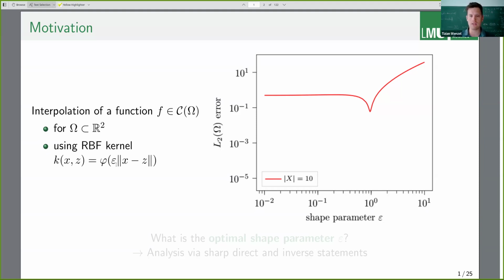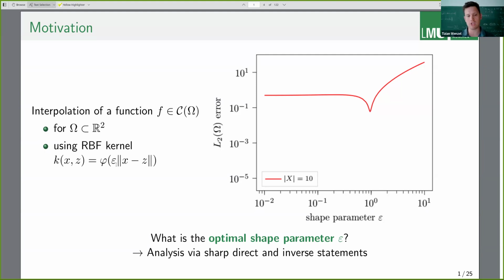The red curve shows the interpolation error, depending on the shape parameter, if I do my interpolation based on 10 points. Now we can ask ourselves, what is the best shape parameter here in this case? Maybe someone has a guess, or I can just tell you, I think it's pretty obvious. You should pick the shape parameter 1, because here we have the smallest error. In this talk, I would like to present some analysis of why this is the best shape parameter, and the analysis will be based on sharp, direct, and inverse statements.